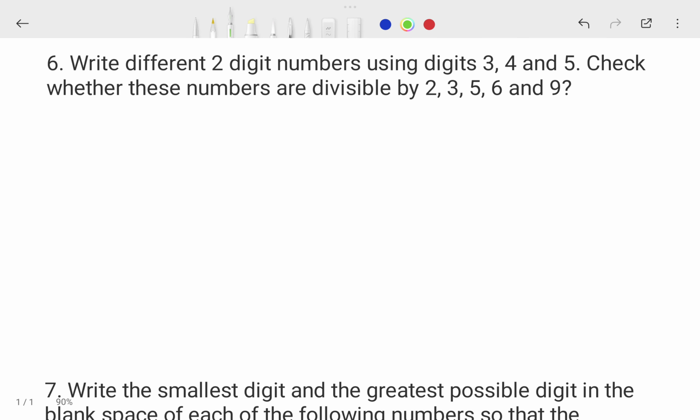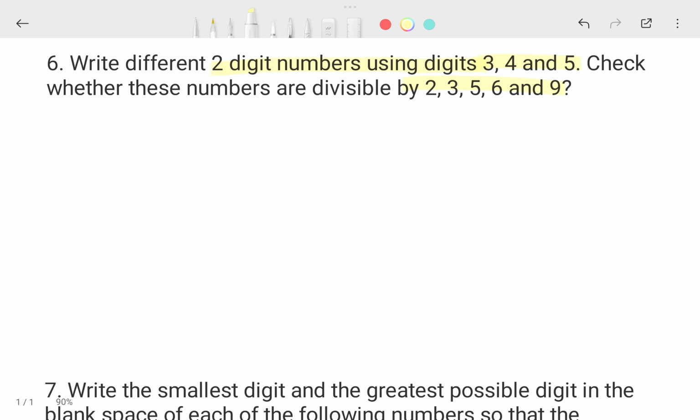Now you have to check the same thing again and again, till question 9. Let's check it out. Write different 2-digit numbers using these digits and check whether these numbers are divisible by these or not. Okay, what is this question telling? I don't understand. Write different 2-digit numbers using digits like 3, 4, 5 and 8. I think there is some mistake in the question.